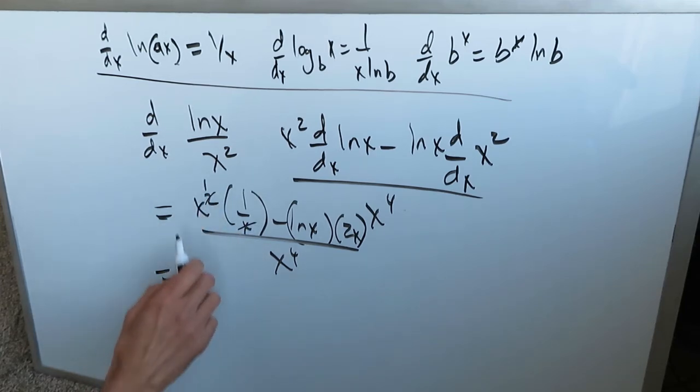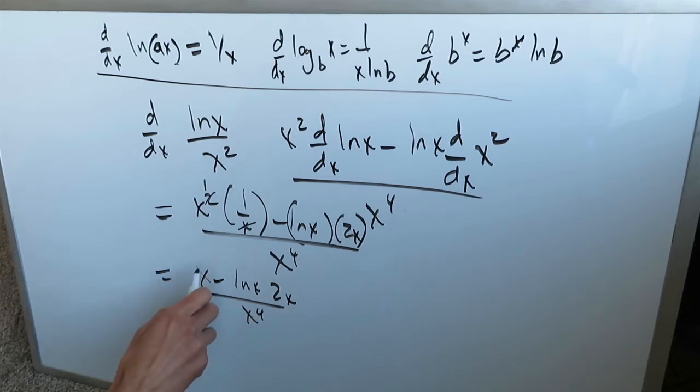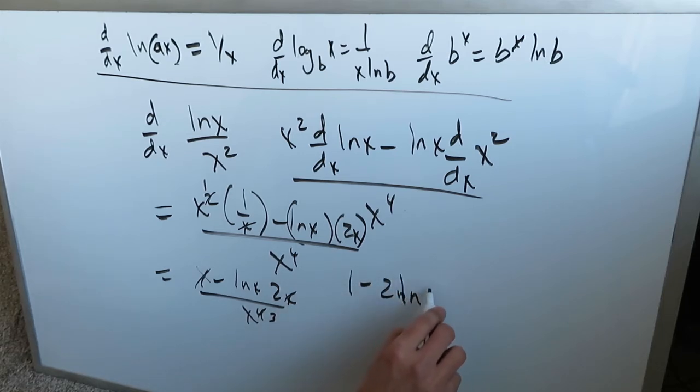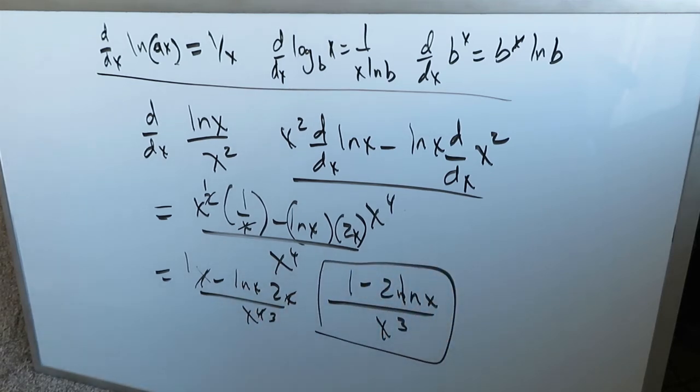What do we get left over here on the top? We get x minus ln x times 2x over x to the 4. All of these x's are common. You can cancel them out and reduce the denominator to a cube. So what you end up getting is 1 minus 2 natural log x over x cubed. 1 minus 2 natural log x over x cubed, and this right here should be your final answer.